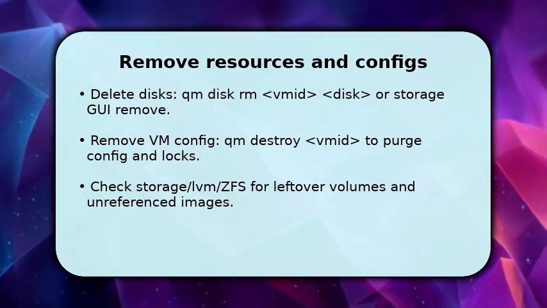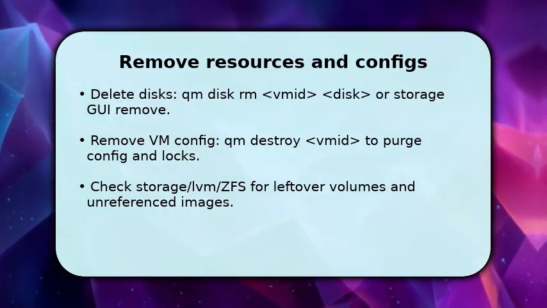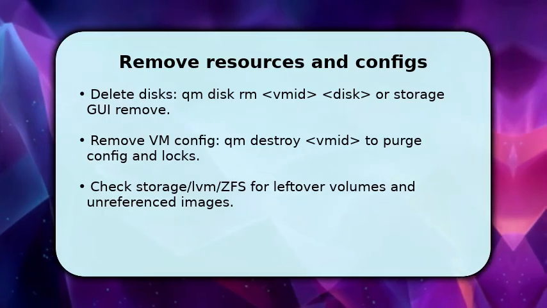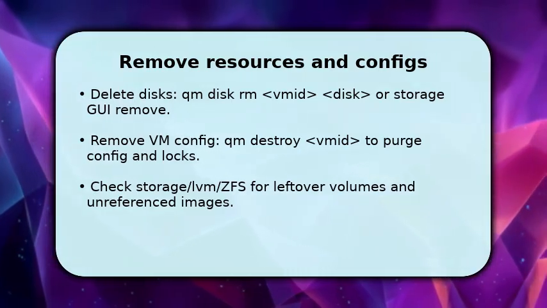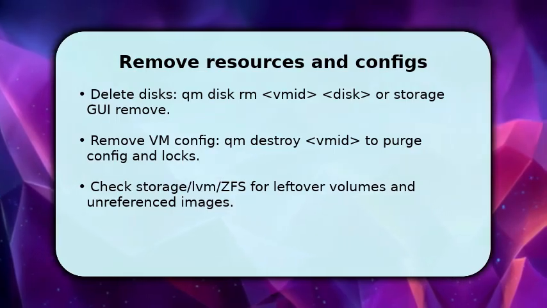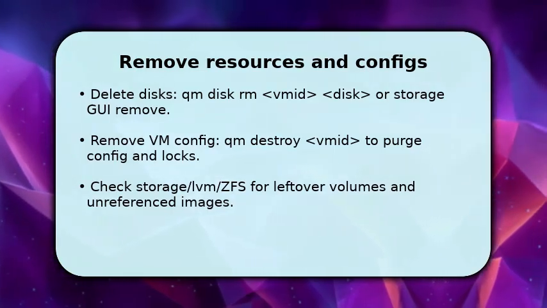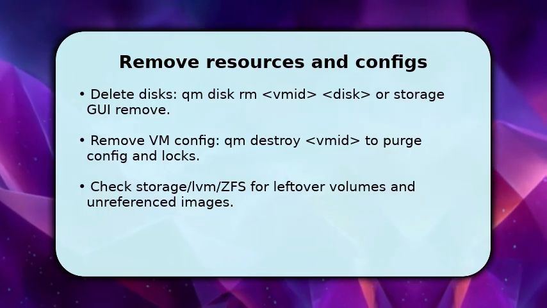Once done stopping and verifying backups, remove attached disks and devices. Use qm disk rm vmid disk or the storage view in the GUI to delete images. This frees space. Then run qm destroy vmid to remove the VM configuration and any associated locks. This is the command that purges the record.